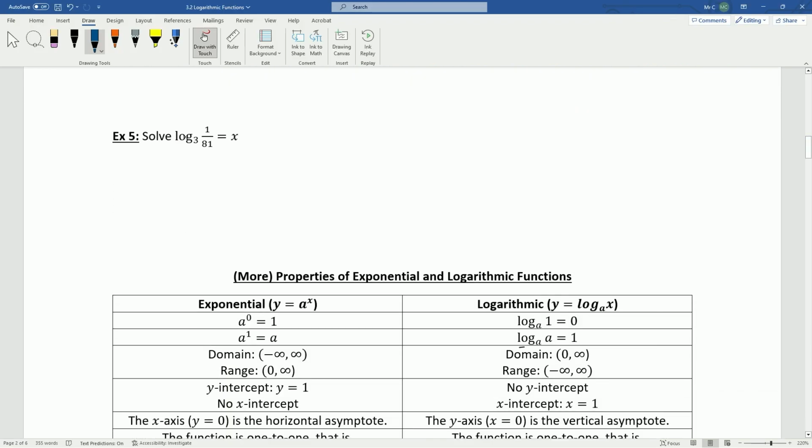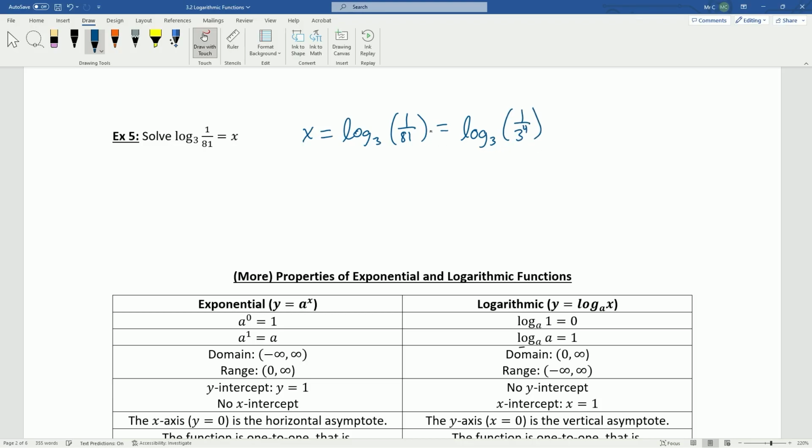Next, solve log base 3 of 1 over 81 equals x. Well, in this case, it's already isolated equal to x, so solving it is just a matter of evaluating log base 3 of 1 over 81. So how can I do that? Well, 1 over 81. What do I know about 81? Well, I know that 81 is 3 to the 4th, right?